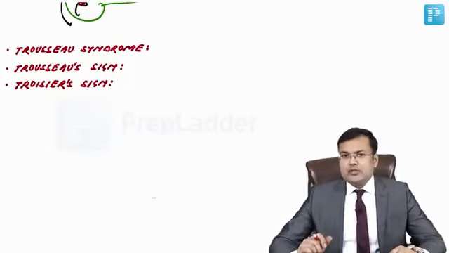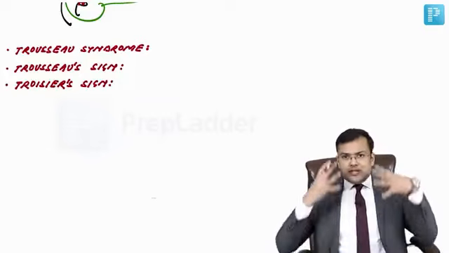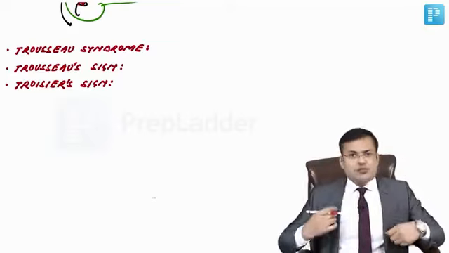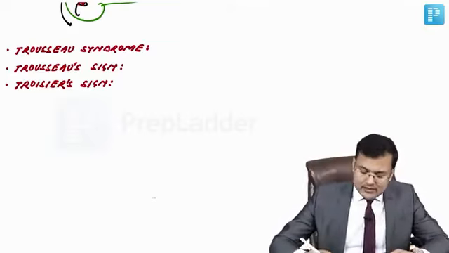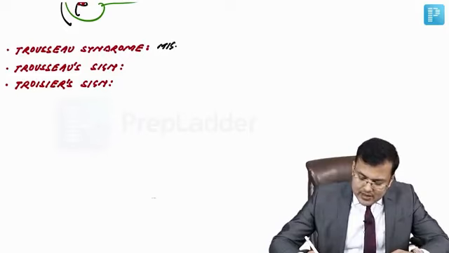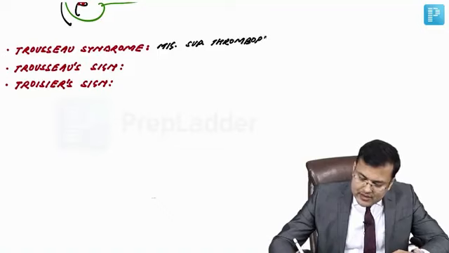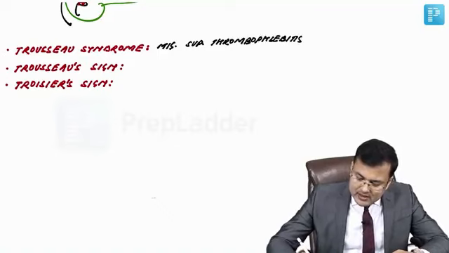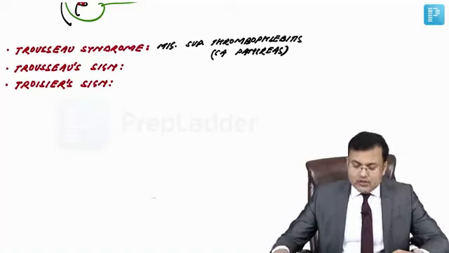One is Trousseau syndrome. So what is Trousseau syndrome? It is migratory superficial thrombophlebitis seen in malignancy, and most commonly which malignancy? Carcinoma pancreas.